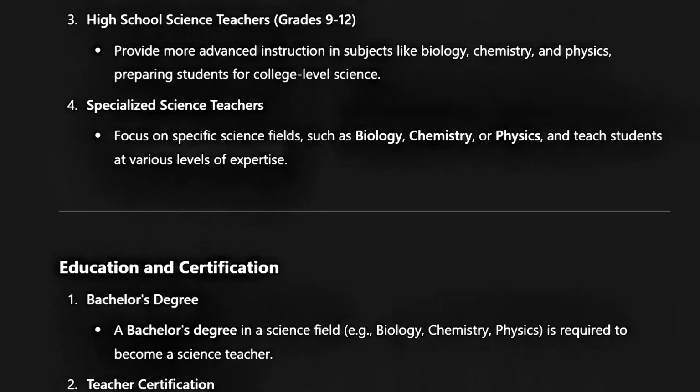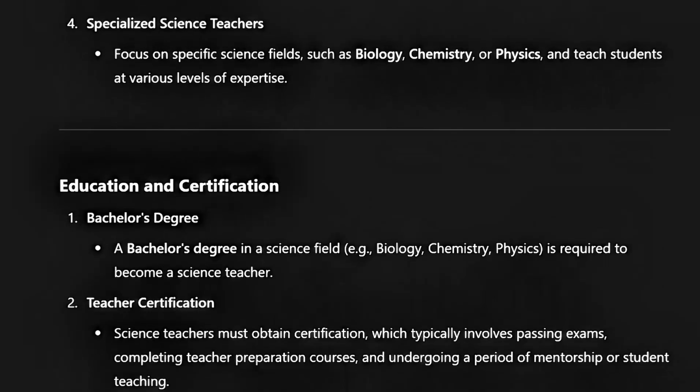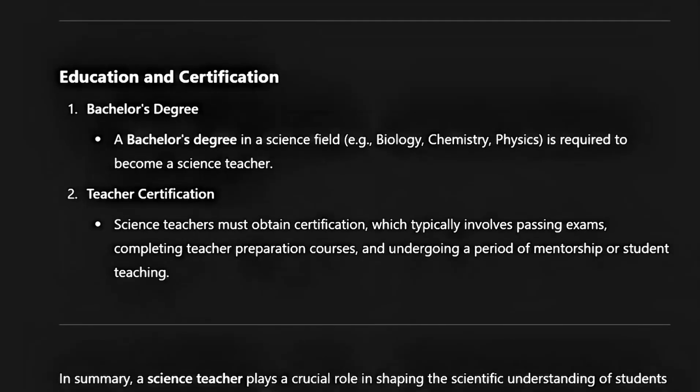3. High school science teachers, grades 9 to 12, provide more advanced instruction in subjects like biology, chemistry, and physics, preparing students for college-level science. 4. Specialized science teachers focus on specific science fields such as biology, chemistry, or physics, and teach students at various levels of expertise. Higher Education and Certification.